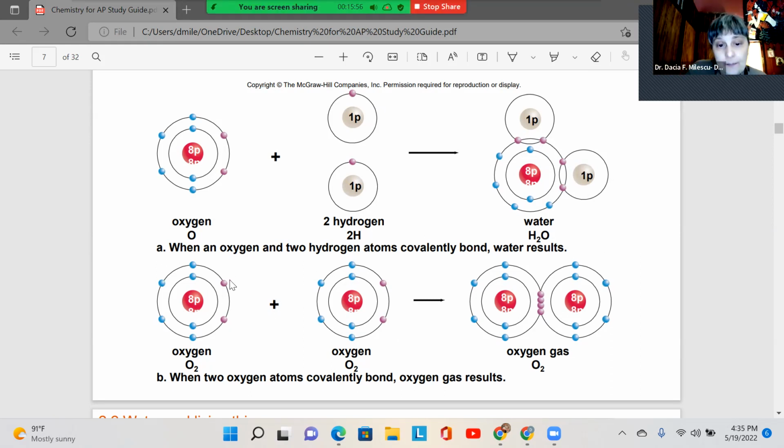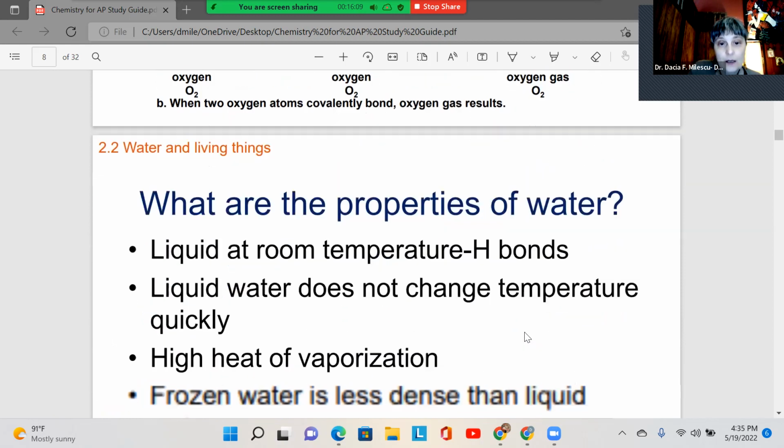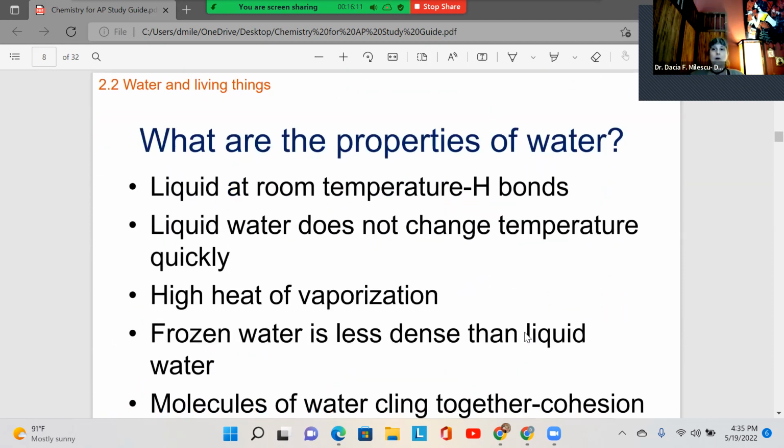So what do we see here? We actually see the 2 oxygens coming together, and we are seeing the sharing of these electrons. And so that's oxygen gas. So what are the properties of water? Well, we know that water is liquid at room temperature.